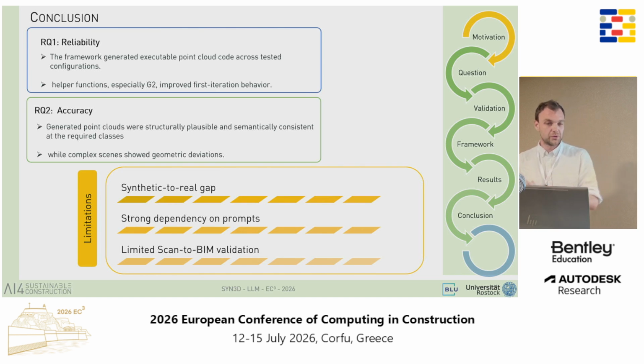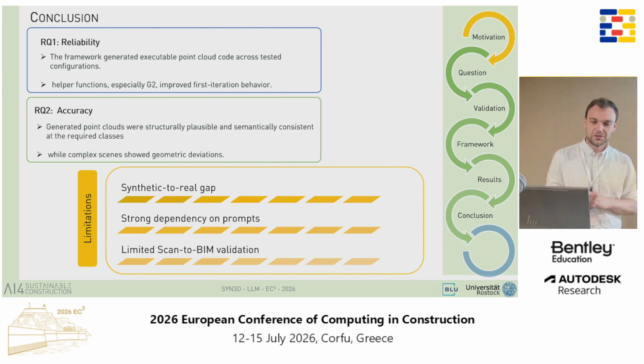What is the conclusion at the end? The conclusion is that the framework generates executable code. And the helper functions, especially the G2 helper function with the box surfaces, improved the first iteration step a lot.